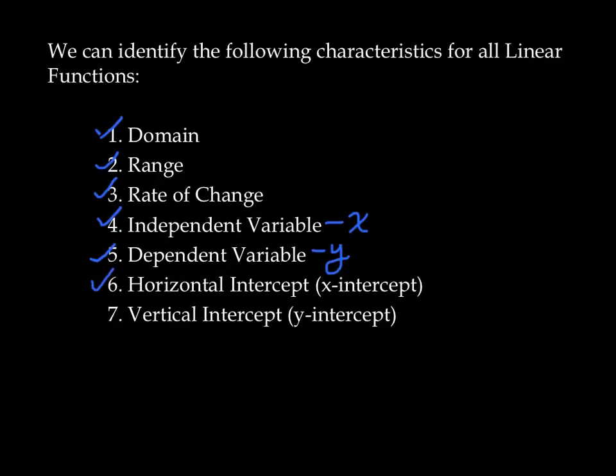Finally, we have characteristics of the graph. We have a horizontal intercept and a vertical intercept. Except for horizontal lines or vertical lines, every line will have a horizontal intercept and a vertical intercept. The horizontal intercept is the x intercept and the vertical intercept is the y intercept.